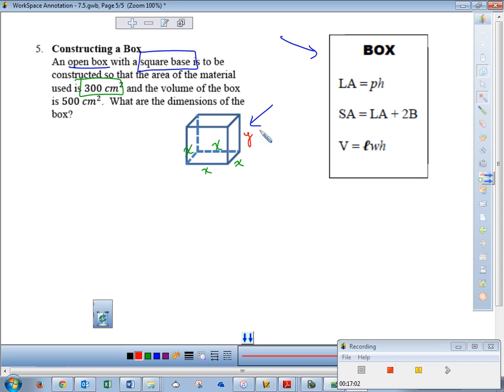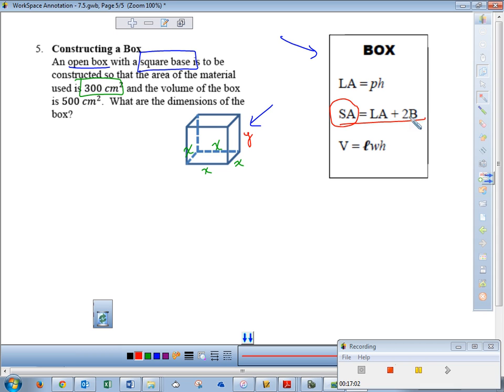They give me some stuff. They say the area of the material used is 300 centimeters squared. We discussed that is surface area, correct? Will this formula fit for this particular problem? Something's got to get modified. What's got to get modified?